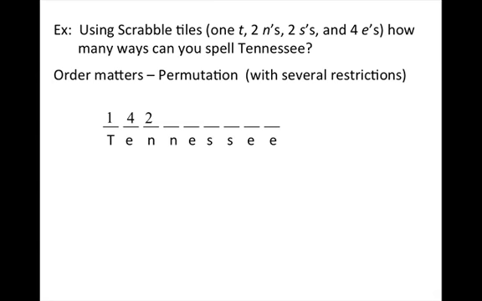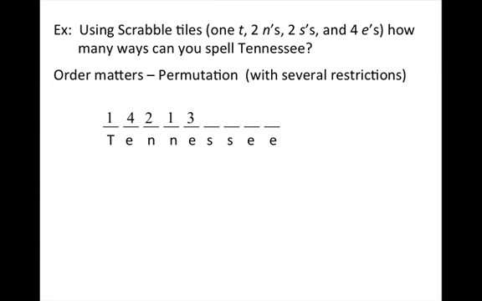My fourth position is another N. Well, I began with two N's, but I've already used one in the third position, so I only have one left to choose from. Next, I come to another E. I started out with four E's, but I've used one of them, so I only have three left to choose from.